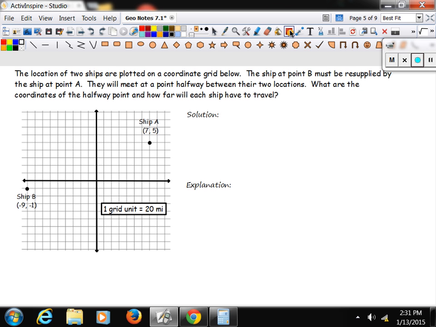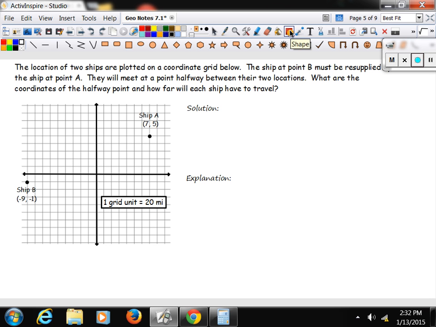So what you should do is grab your ID card or your folder or something. You don't need a ruler for this. Just draw a straight line connecting the two ships, ship A and ship B. A straight line between the two, that's the shortest distance they would have to travel. So we want them to go straight to each other and find that exact halfway point.